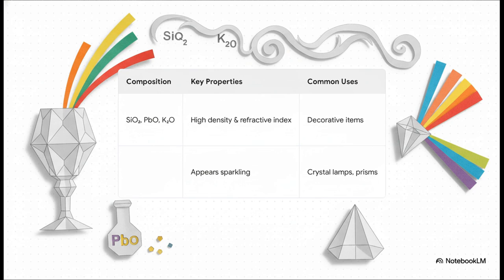This is where chemistry really creates beauty. By adding lead oxide, PbO, the glass becomes much, much denser. This gives it a high refractive index, which is really just a fancy way of saying it's amazing at bending light. And this light-bending superpower is what creates that brilliant sparkle you see in fancy crystal glasses and prisms.